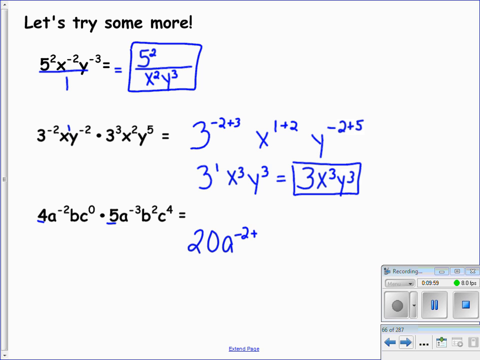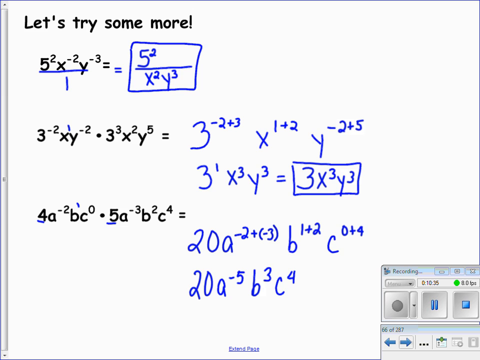So I am going to add my exponents. Negative 2 plus a negative 3. I'm going to get a to the negative fifth power. Now let's take a look at b. b in the first monomial is to the first power. Keep the base. b to the first times b squared. Add my exponents. b to the 1 plus 2 is b cubed. Now let's take a look at c. c to the 0 times c to the fourth. 0 plus 4 is 4.